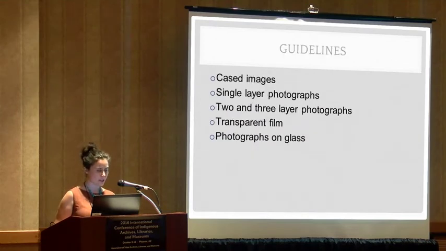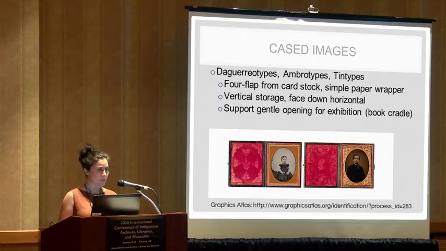And so I'll just talk about some specific guidelines for some specific types of photographs. So cased images, which are daguerreotypes, ambrotypes, or tintypes, are called cased images because they're often in a case. The cases tend to be very prone to abrasion, so you do want to have some kind of primary enclosure to protect the case. A 4-flap enclosure made out of cardstock is very good, though you can do a simple paper wrapper as well.